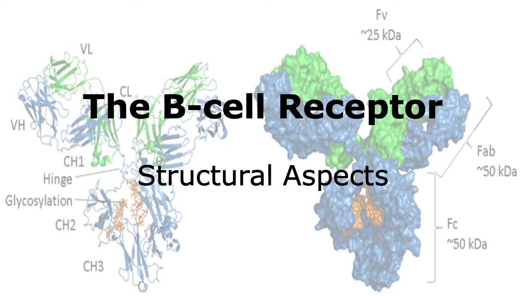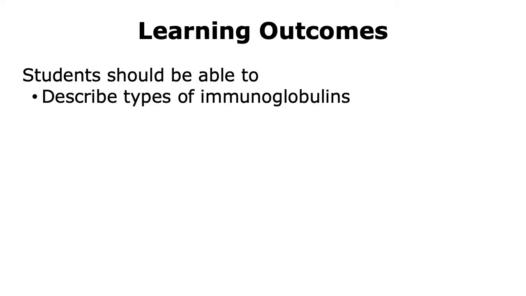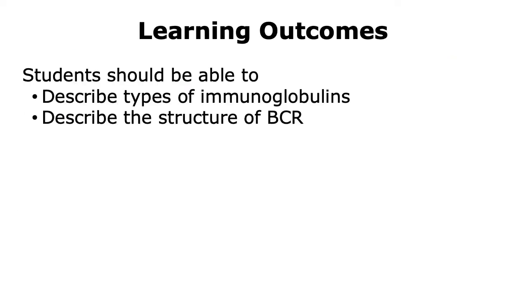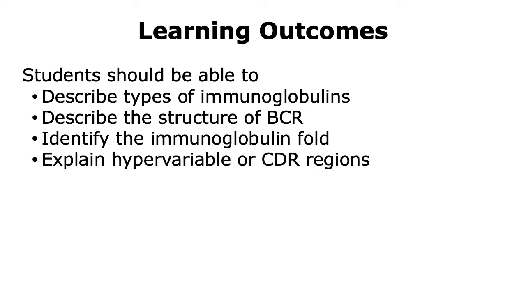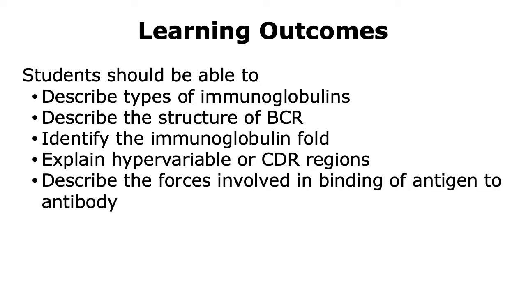Welcome to the Antigen Recognition by Lymphocytes module. And in this talk, we're going to learn about different structural aspects of the B cell receptor. We're going to first learn about the different types of immunoglobulins and the structure of the B cell receptor. We will also learn how to identify the immunoglobulin fold and the hypervariable or CDR regions. Finally, we will also learn about the different forces involved in binding of antigens to antibodies or immunoglobulins.